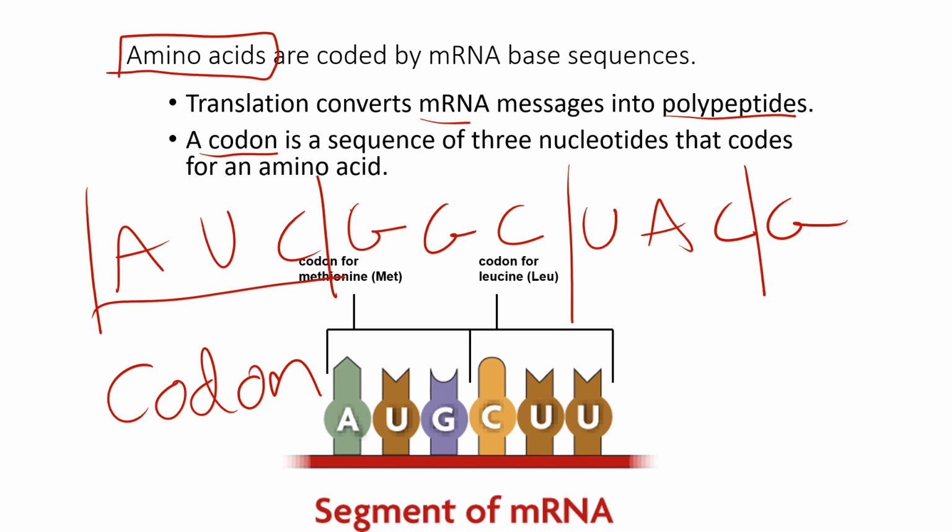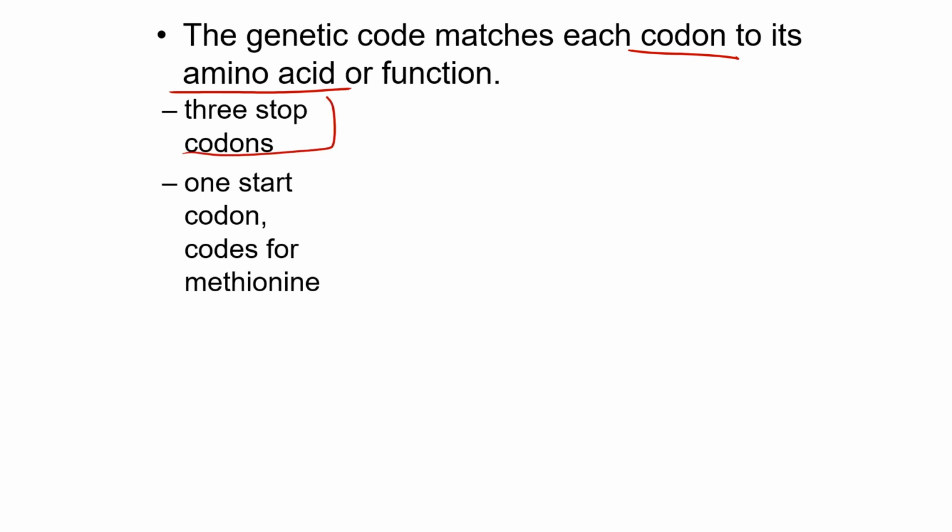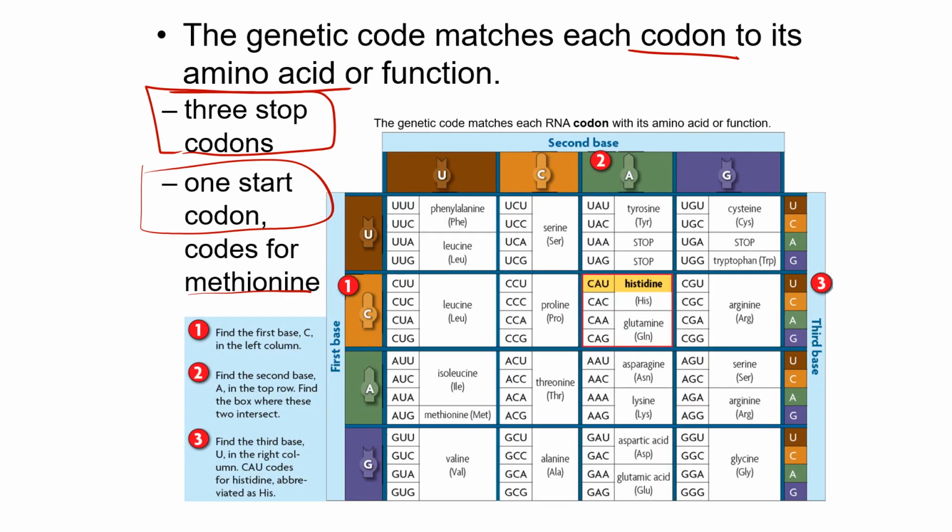You can see it down here. We have 2 codons, AUG and CUU. Now, these code for amino acids. And each codon matches a specific amino acid. There are 3 stop codons. So 3 different codons code for stop. 1 codon codes for start, which is this amino acid there.